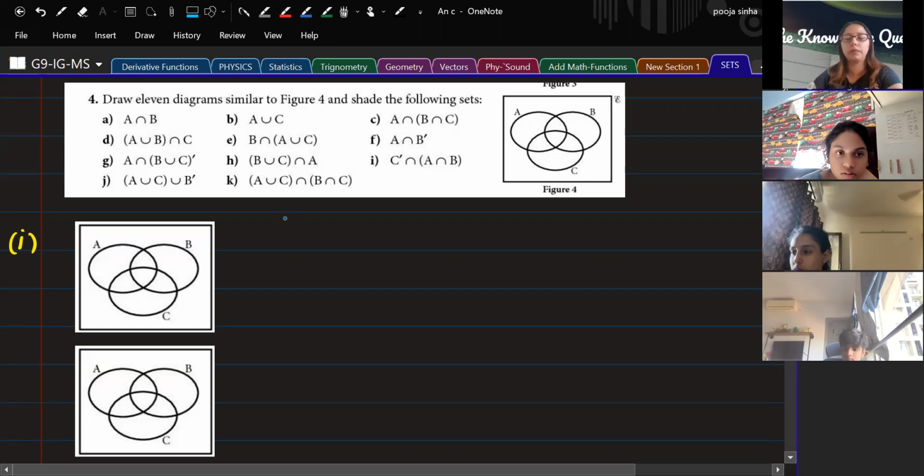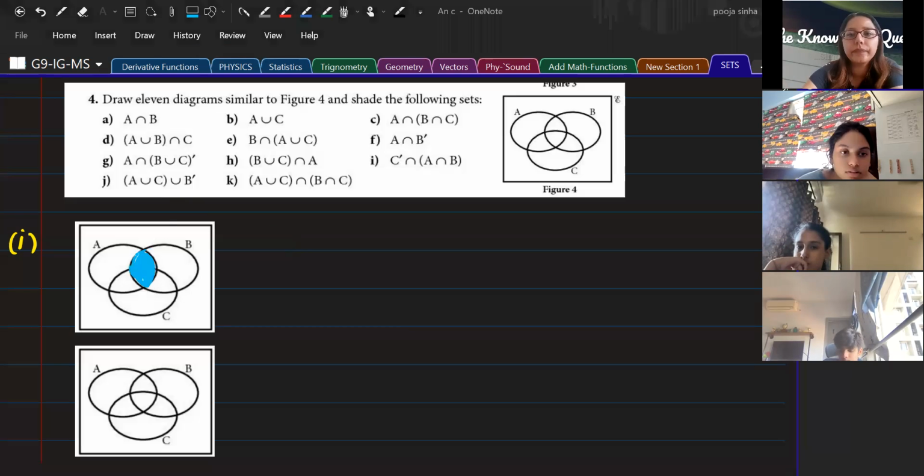Haan Kaira, batao, aap batao mujhe. Sorry, I messed it up. It's everywhere. So which part are you actually talking about? That's correct. So you mean this part, isn't it? This is your answer. Take it. You can remove the annotation. So this is my first answer: A intersection B. Okay.